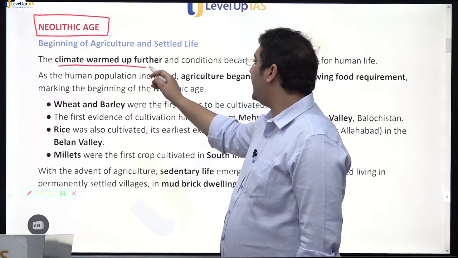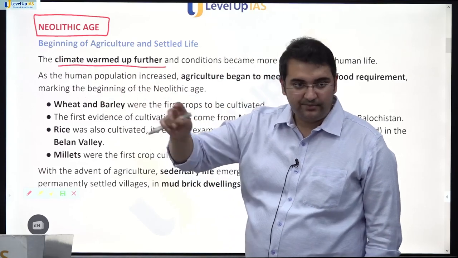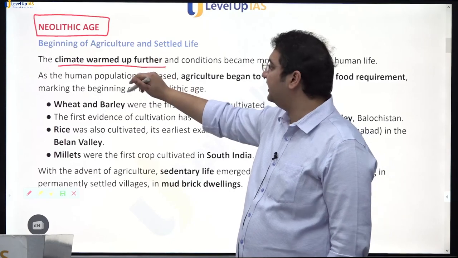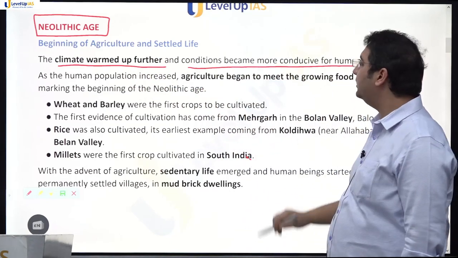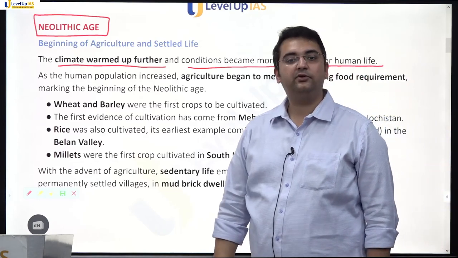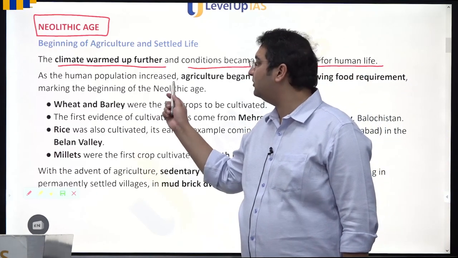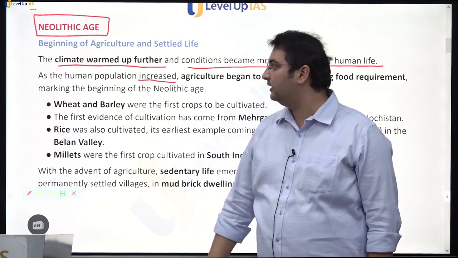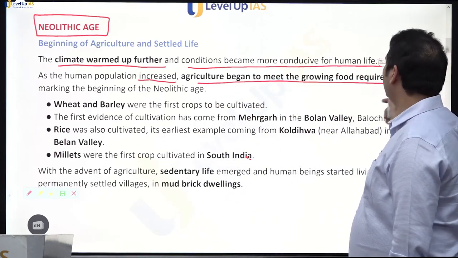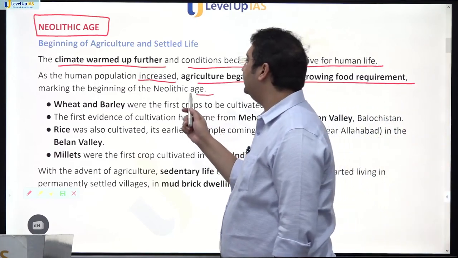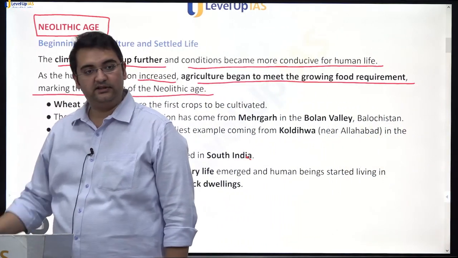Now, the Ice age had ended and gradually temperature continued to increase. The climate warmed up further and conditions became more conducive for human life. What happened to the human population? That also increased, right? And agriculture began to meet the growing food requirement, marking the beginning of the Neolithic age.